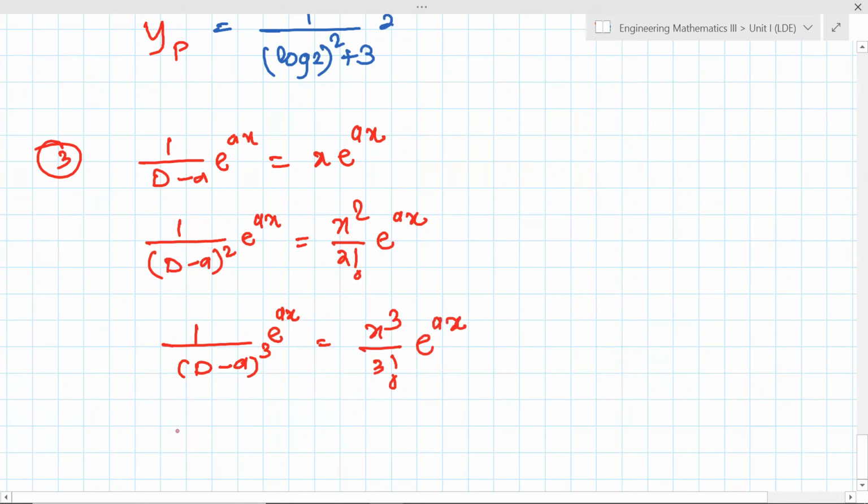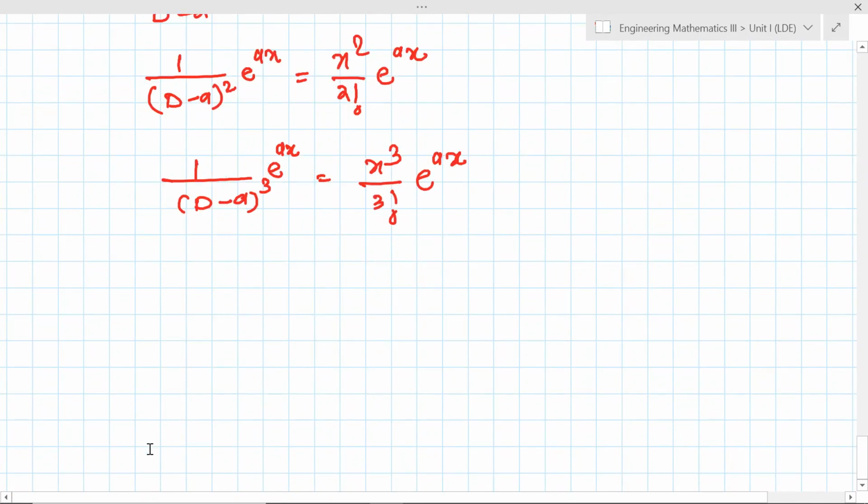And in general, if we proceed in the same way, whatever the power of this d minus a is, continuing in this way, 1 upon d minus a raised to n into e raised to ax is equal to x raised to n divided by n factorial into e raised to ax.